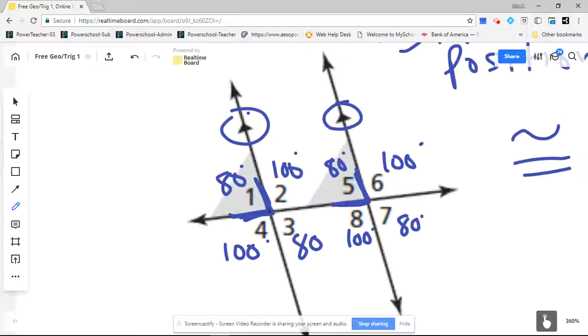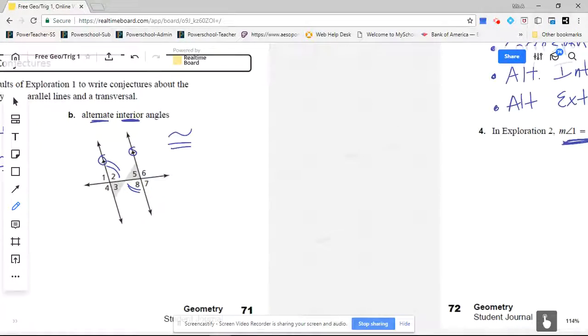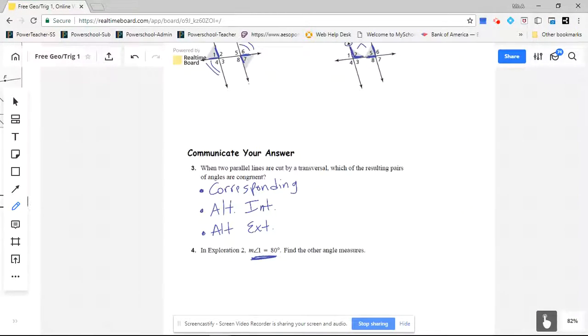You see how any two angles you choose are either going to equal or they're going to add up to 180. That's your only two choices. You could pick any two numbers. Either you're going to get two equal angles or you're going to get two angles that add up to 180. So that's what happens when you have parallel lines. So that would be your communicate.